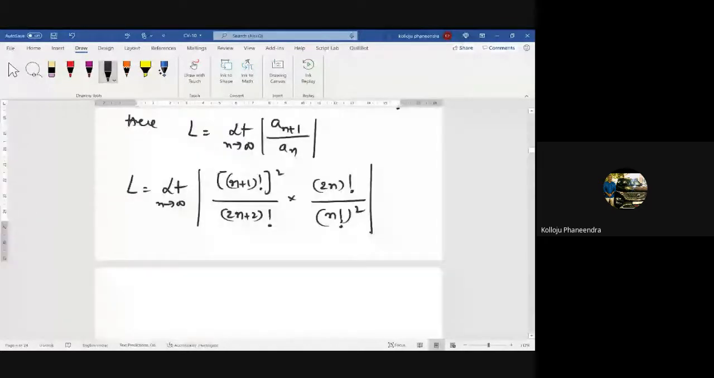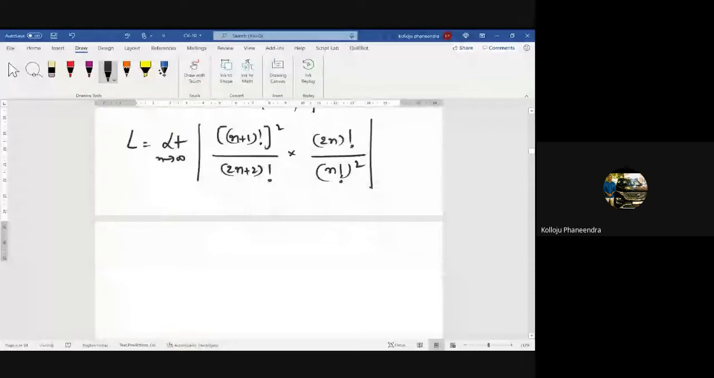So I can write this as (n factorial) whole square. (n+1) factorial can be written as n factorial into (n+1), and the whole square is there, by (2n+2) factorial, which can be written as (2n) factorial into (2n+1) into (2n+2). Isn't it? Multiplied by (2n) factorial by (n factorial) whole square. So these terms get cancelled.